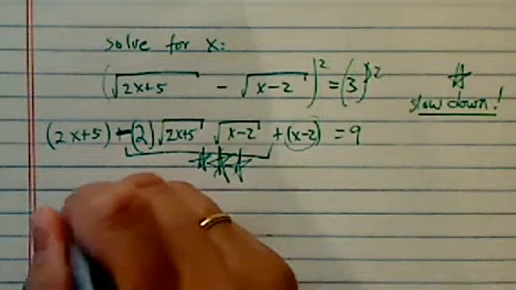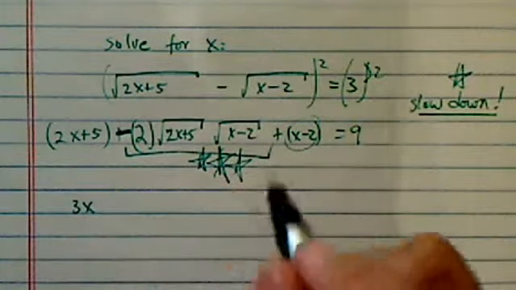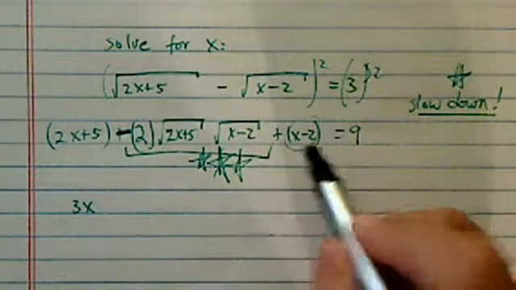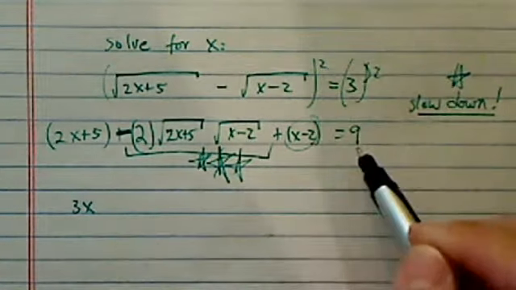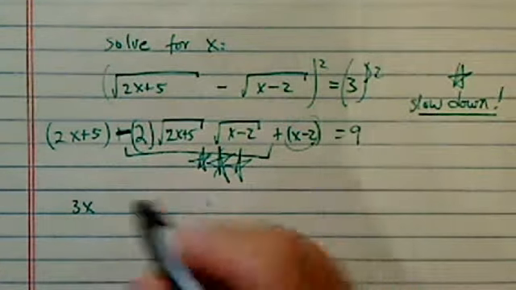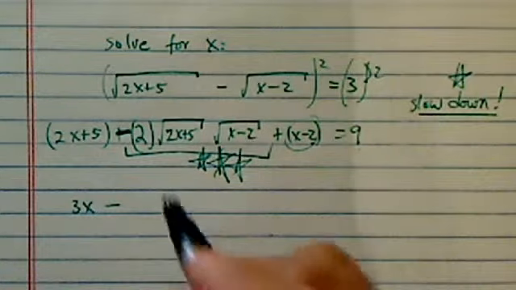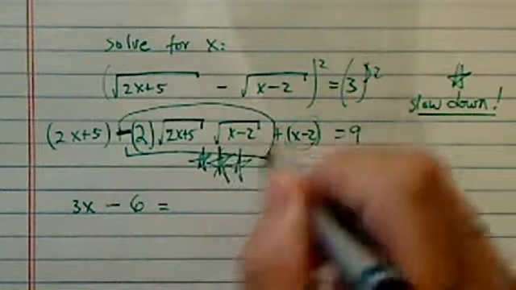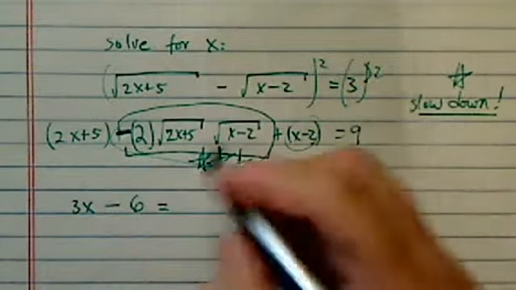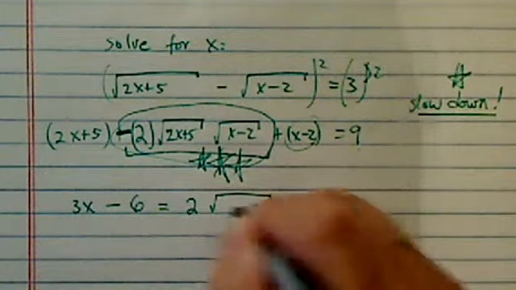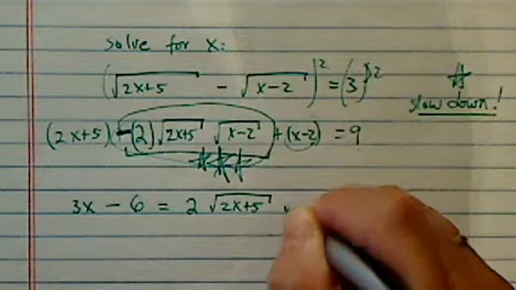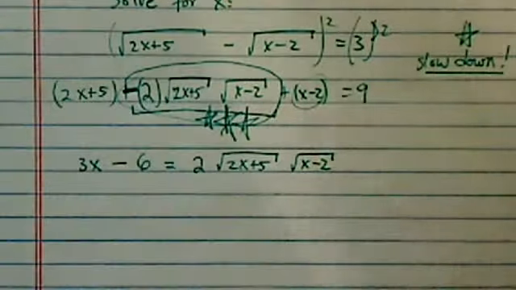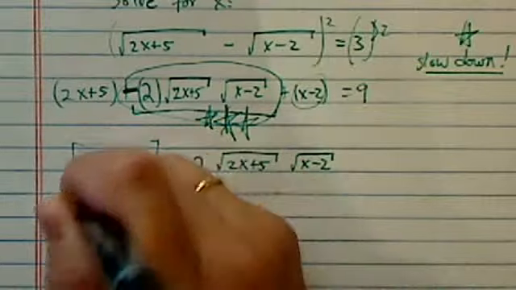All right, from there, let's clean up a little bit. So we have a 3x over here, and we have a plus 5, plus 2, plus 5 minus 2, and minus 9. I'm going to move minus 9 over here. Altogether, I would have a minus 6. And then I'm going to move this cross term over to the other side of the equal sign. So I have a 2 radical 2x plus 5 times radical x minus 2. Okay. Now once I have this, I need to square it one more time.